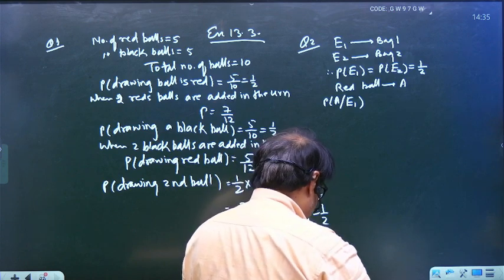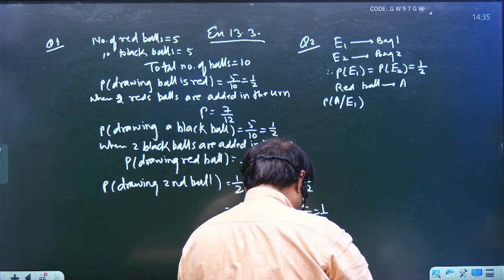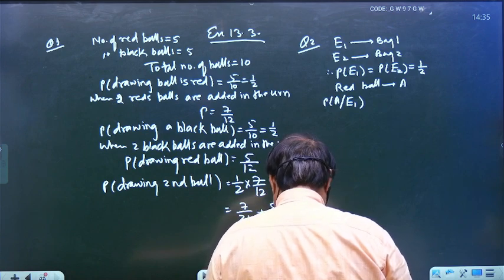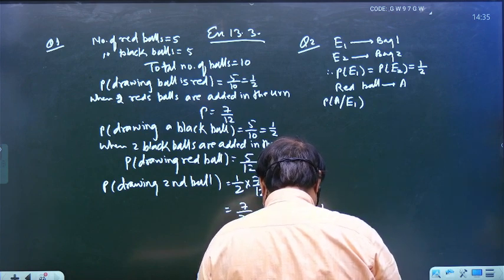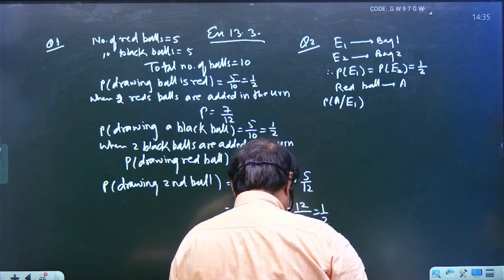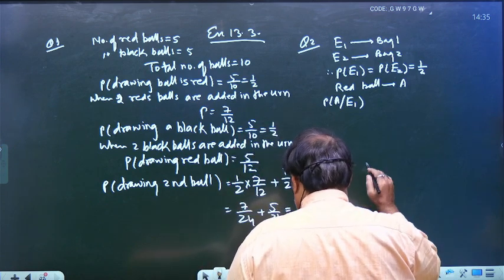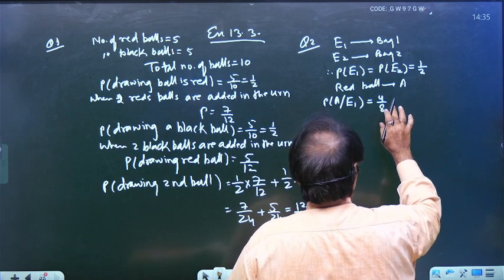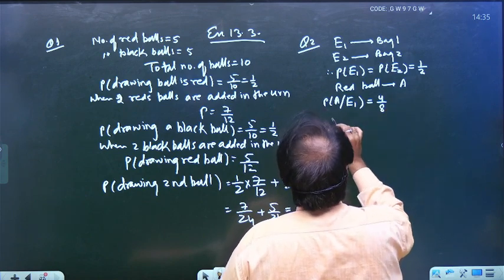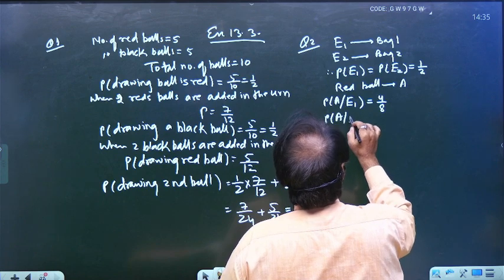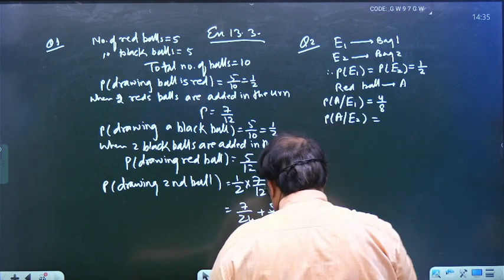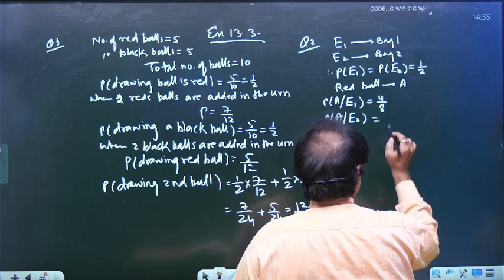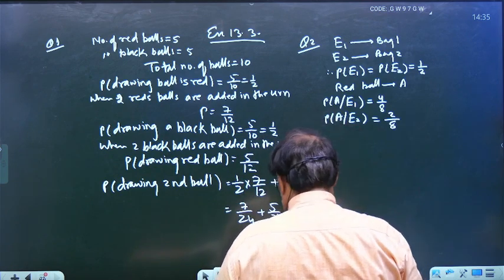So how many red balls do you have in bag 1? Bag 1 has 4 red and 4 black balls. So drawing a red ball from bag 1, A by E1, is equal to 4 by 8. We will simplify later on. And probability of A by E2, a red ball from the second bag, A by E2, is given as 2 by 8.